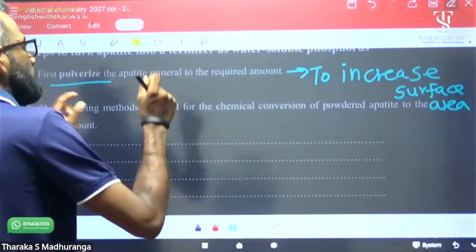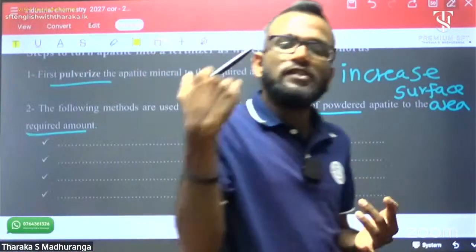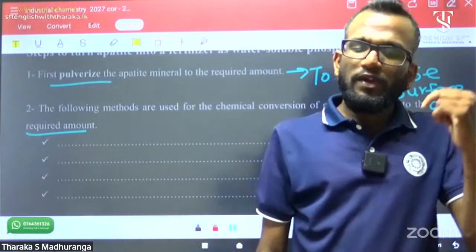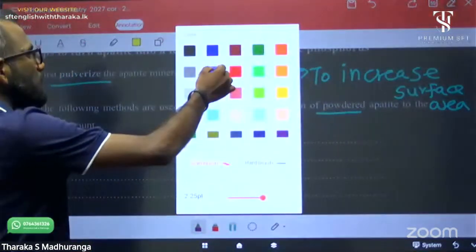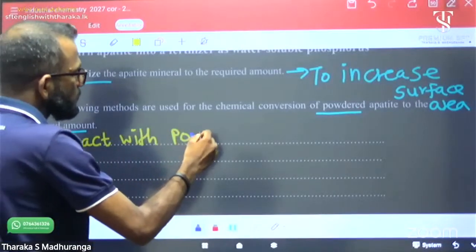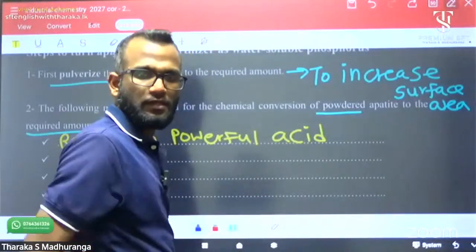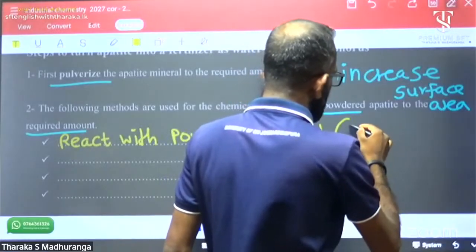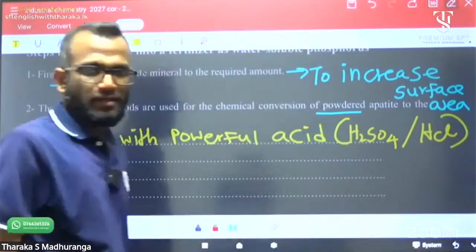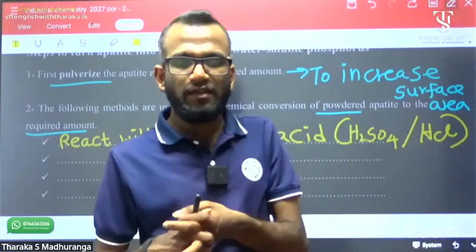The following methods are used for chemical conversion of the pulverized apatite to increase the water solubility. If you follow any of the methods below, we can increase the water solubility. Remember, it is a very simple method. We react it with a powerful acid, for example H2SO4 or HCl or nitric acid. They are the main ones. If we react with a powerful acid like H2SO4 or HCl, we can increase the water solubility.